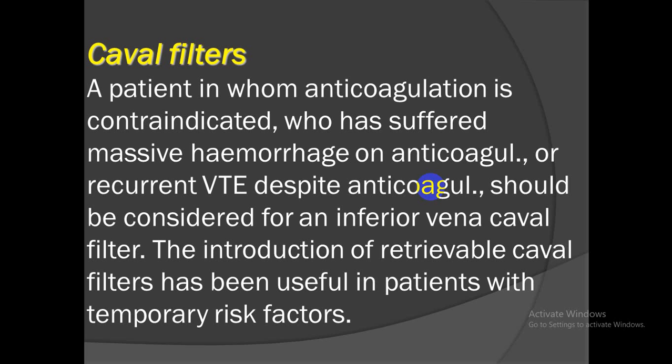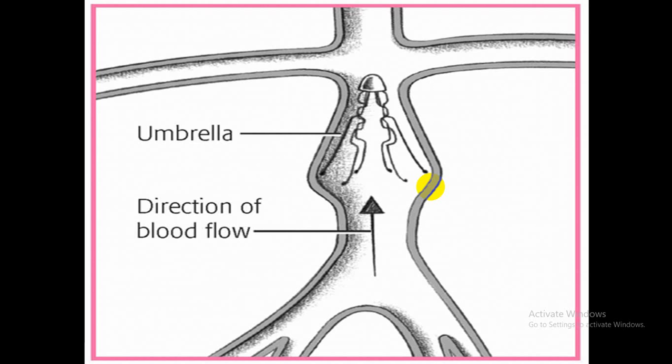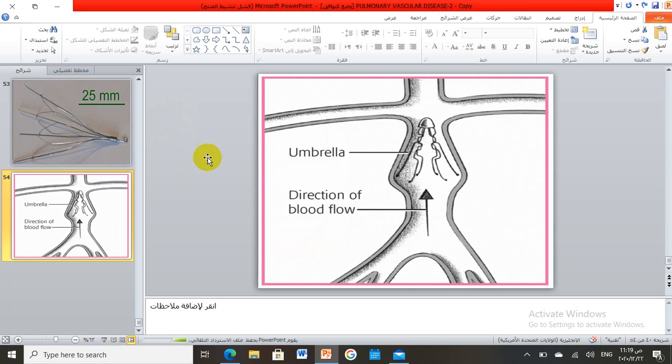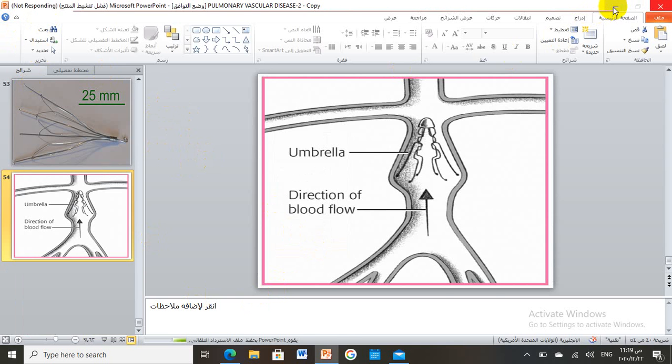We refer for the cava filter, and the filter is put in the inferior vena cava to prevent the passage of the emboli to the pulmonary artery until the patient's condition improves, and then we can start other anticoagulation. So if the patient has a contraindication to anticoagulation, such as massive hemorrhage, massive peptic ulcer, or massive bleeding from any source, we can give an inferior vena cava filter, which is useful to prevent embolism as a temporary measure. And this is the site of the filter in the inferior vena cava, and we finished our lecture, and see you in the next lecture next week.